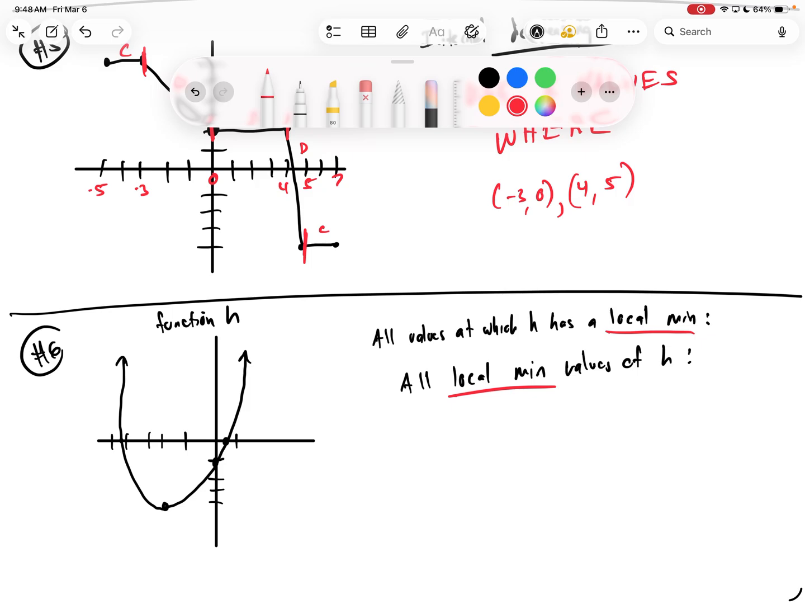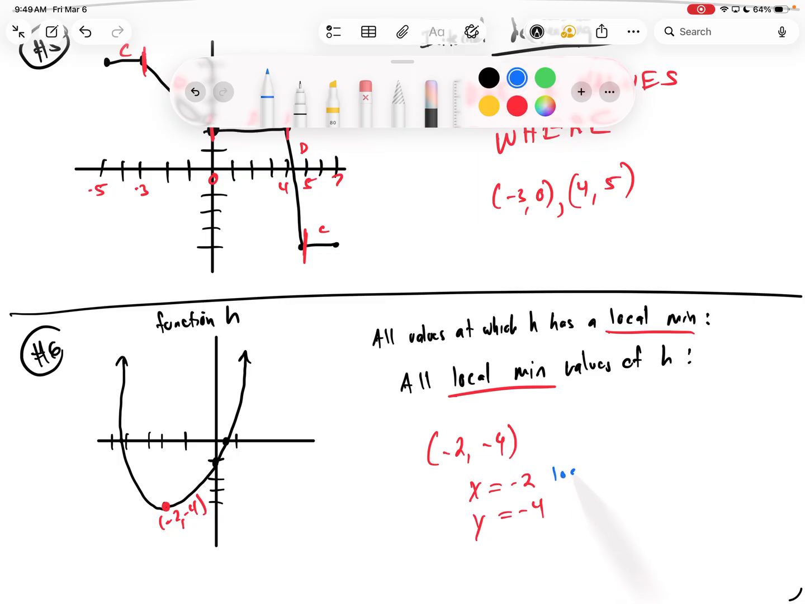So our local minimum here, these should be pretty easy to find, is at this point right here, -2, -4. So this is my local minimum. Now, this is obviously x equals -2 and y equals -4. Here's the tricky part, which one goes where, okay?